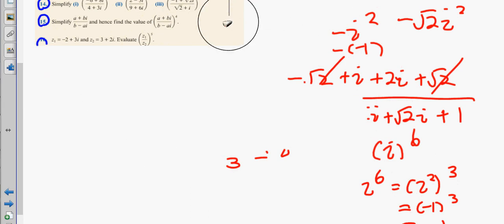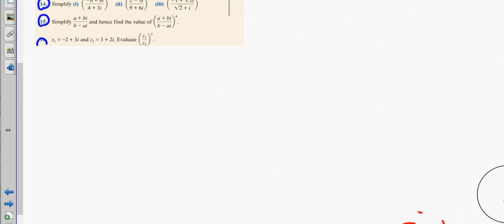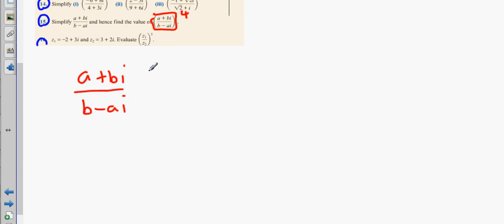So once again, we're going to zone in on what's in the brackets. Okay, so we have a quantity to the power of 4. So you're going to work on what's in there. You're going to have a plus bi on top, and b minus ai on the bottom. You're going to multiply the top and the bottom by the conjugate of the bottom, and we're going to see what happens.